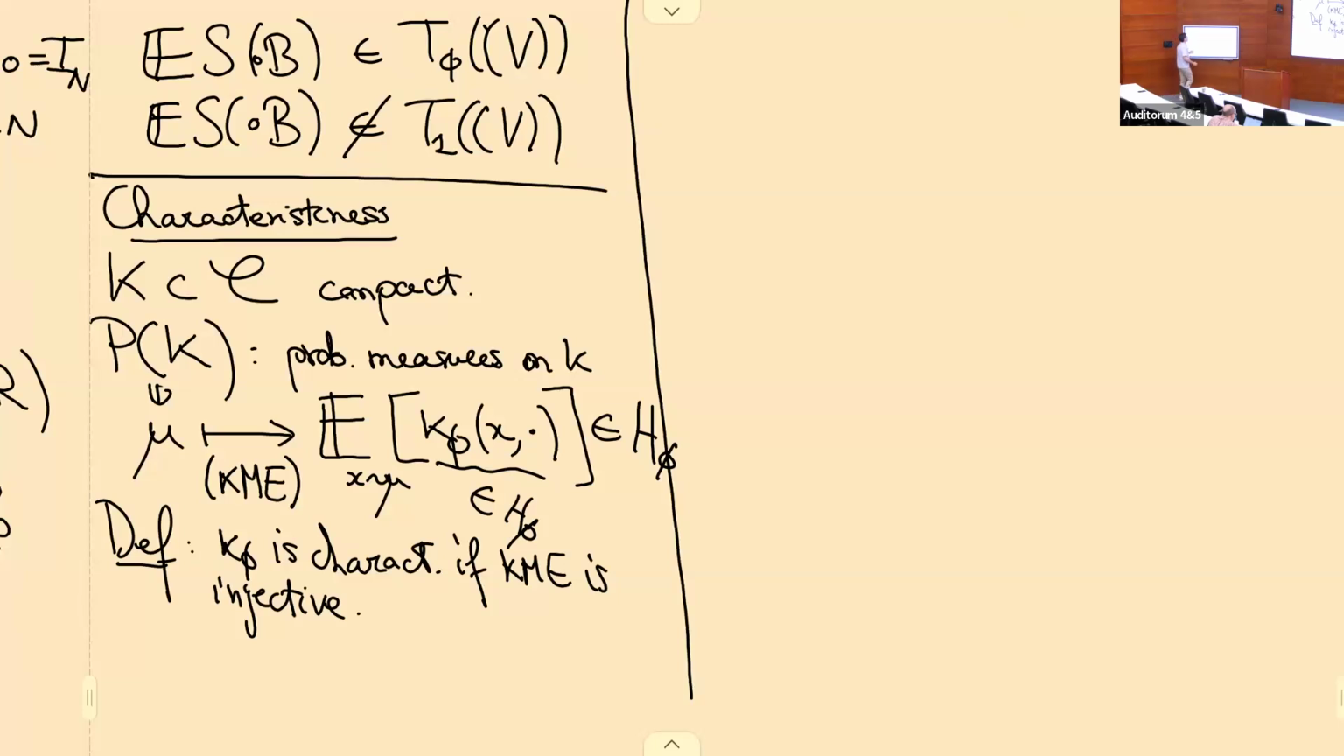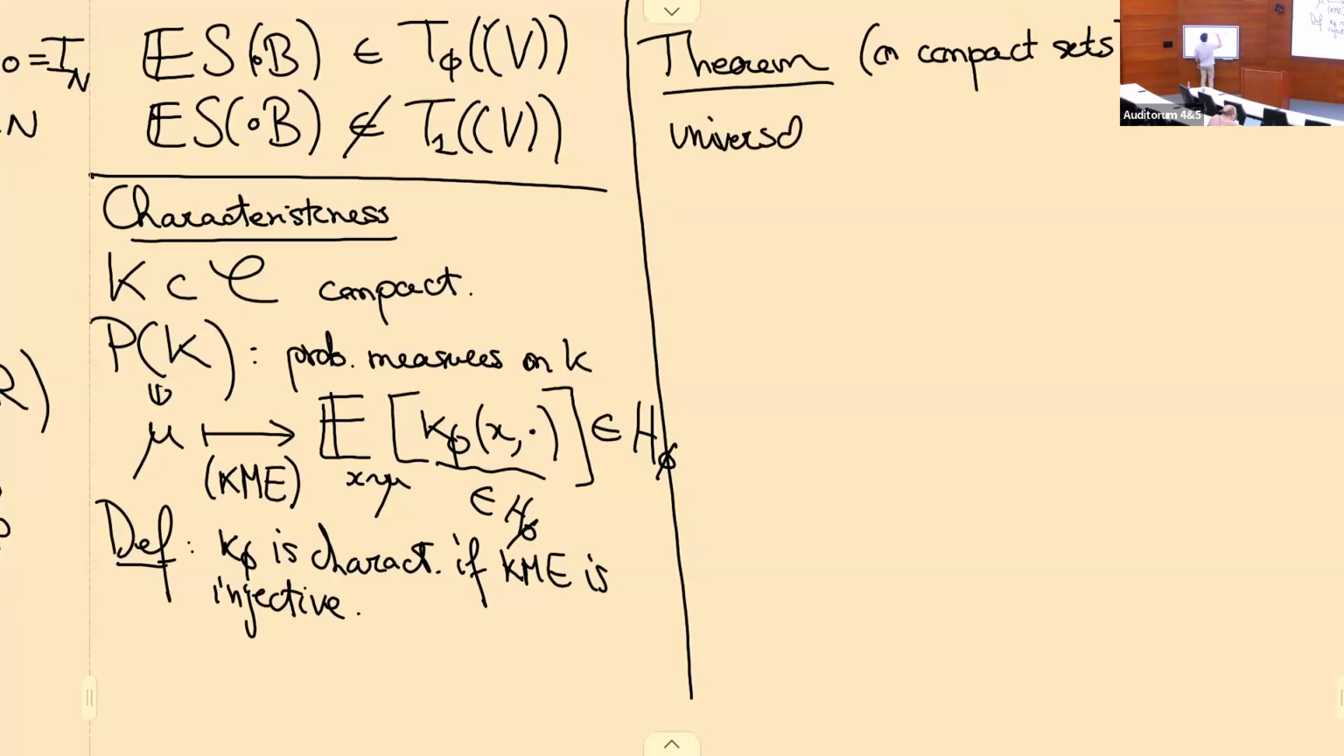Right, and then here is the surprise. Theorem: universality on compact sets. On compact sets, but this actually holds in a more general setting. You don't need compactness, but for us, it's compact sets. So universality of a kernel is equivalent to characteristicness. A kernel is universal if and only if it's characteristic.